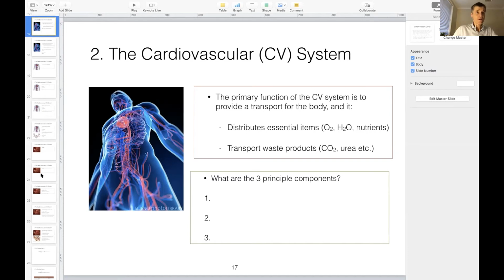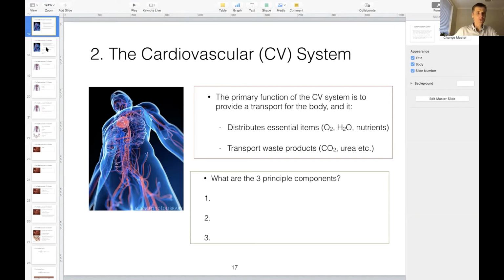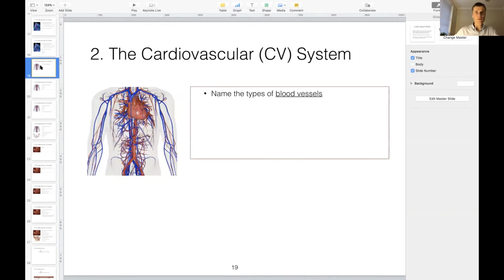A question though, just time for you to wake up. What are the three principal components of the cardiovascular system? Not meant to shock you. Don't think too hard. I'm sure you know it. We've been talking a lot about the heart. Well, it's the heart, blood vessels, and blood itself. We'll go into more detail about the heart, and we'll talk about cardiac anatomy in a moment. So let me just concentrate on the other two, blood vessels and blood itself.